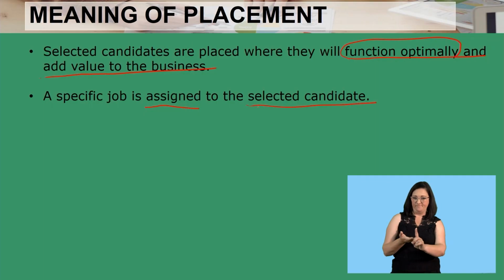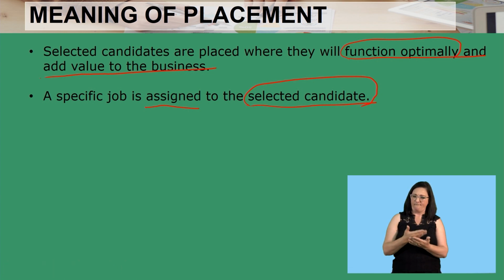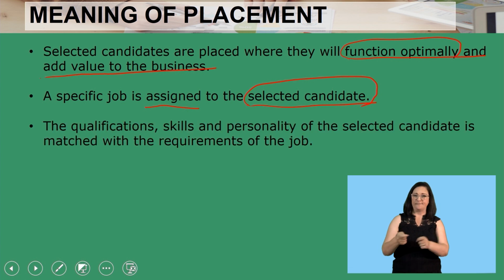Right, a specific job is assigned to the selected candidate. Remember, we're interviewing you and you were a candidate. So now we are placing you. After placing you, you are no longer a candidate, but you are an employee. So a specific job is assigned to the selected candidate, but we now need to look at your skills, your abilities, where you will function optimally, because that's what we want, so that you can be productive. And you know, if productivity is high, and then so is the sales.